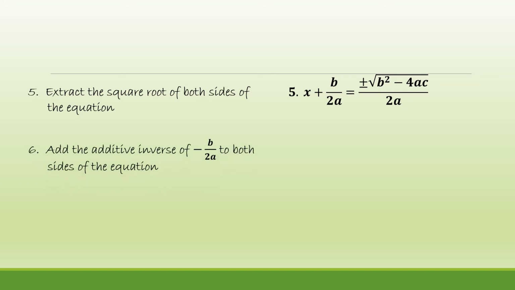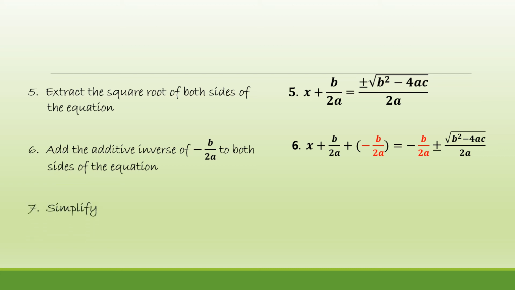Step 6. Add the additive inverse of b over 2a to both sides of the equation. So it would become x plus b over 2a plus quantity negative b over 2a is equal to negative b over 2a plus or minus the square root of b squared minus 4ac all over 2a. The last step is we're going to simplify.